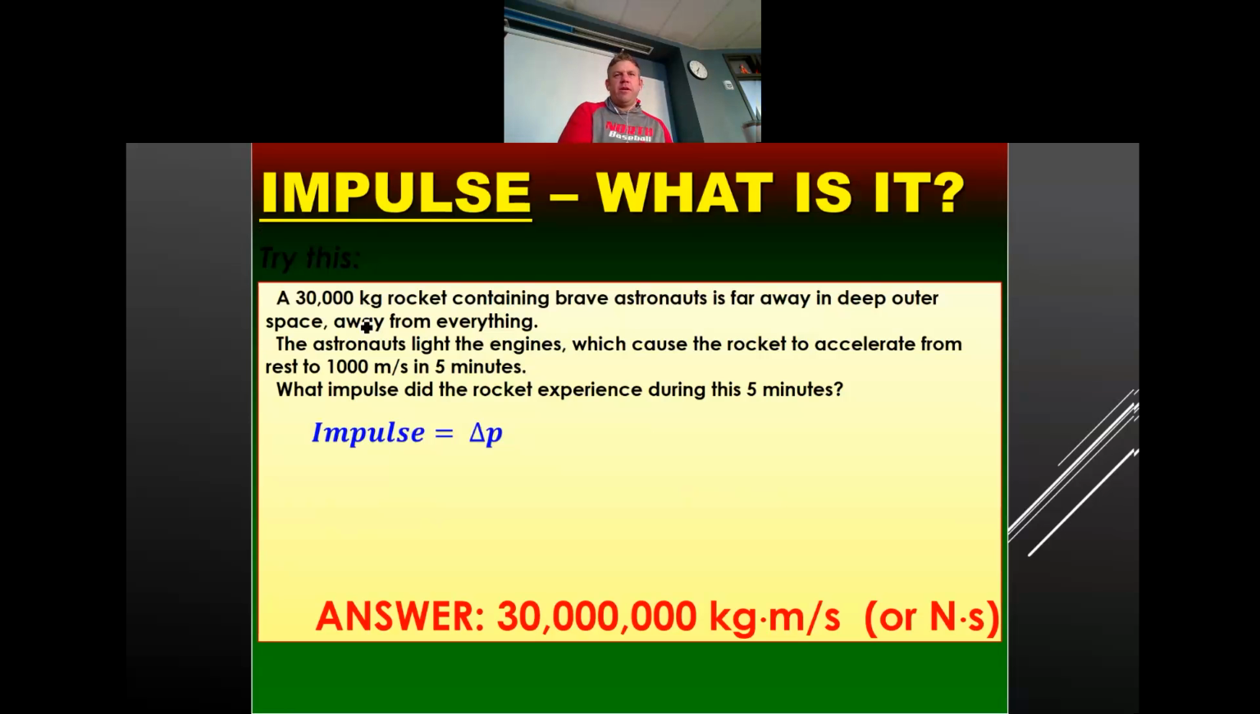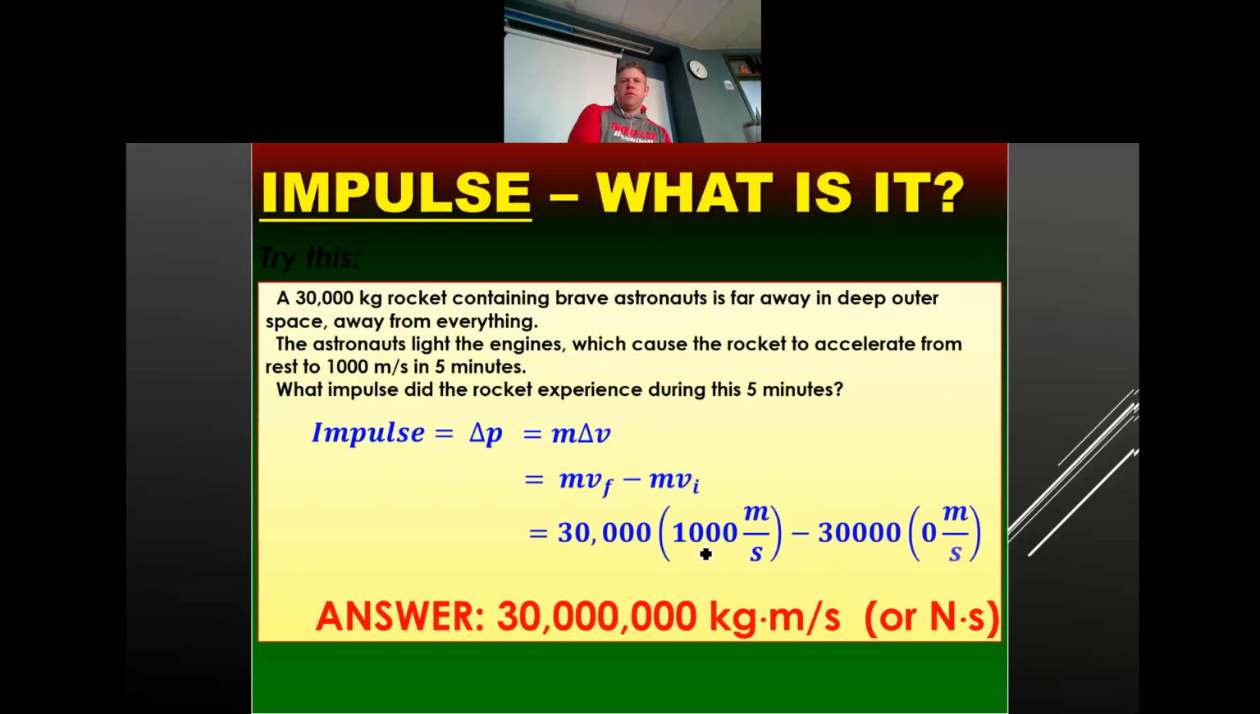Because we've got time, velocities, and mass, we have choices here now. We can use either F delta T, which is tough because we don't have a force. So then we're going to have to default to M delta V. All right. So when we look at this, we're going to see our final minus our initial. That's what it got up to, that's what it started at, and that's the mass between the both of them. So this term on the back end kind of goes away. All right. So there we've got our 30,000 times 1,000. So we got 30 million kilogram meters per second.